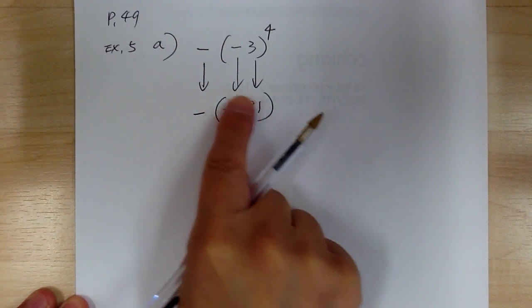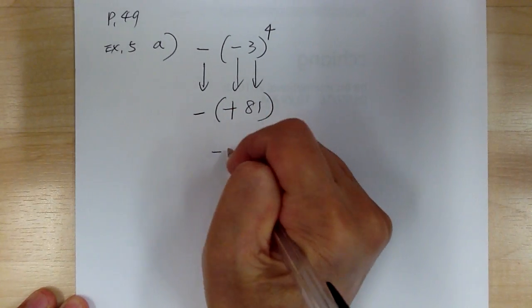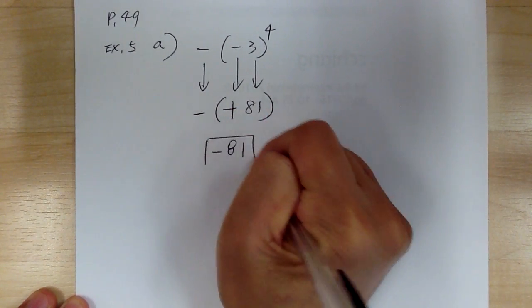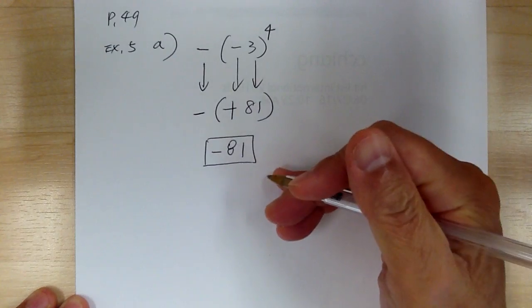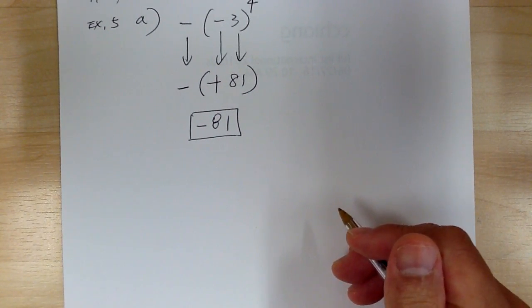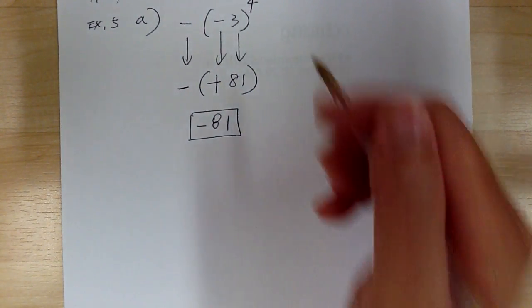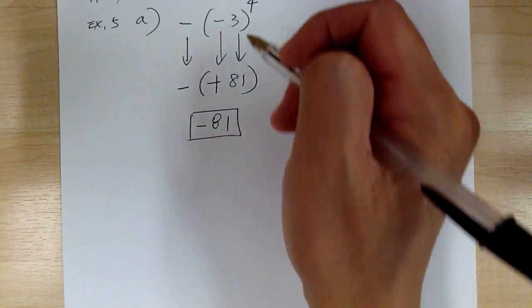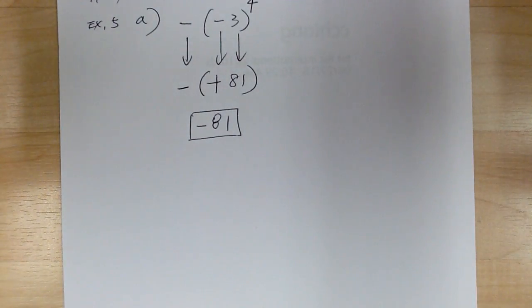The next step is you have to combine all this together. So it ends up being negative 81. So again, do it step by step. You've got to show your steps. Some of you still have a bad habit of not showing steps. So again, you've got to start to learn to do steps. Show steps.